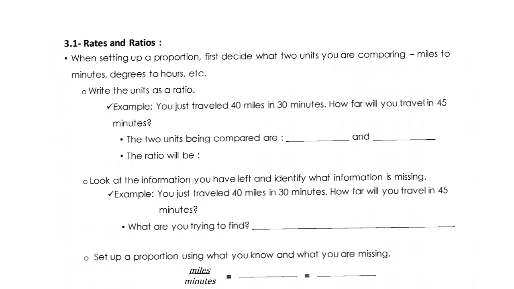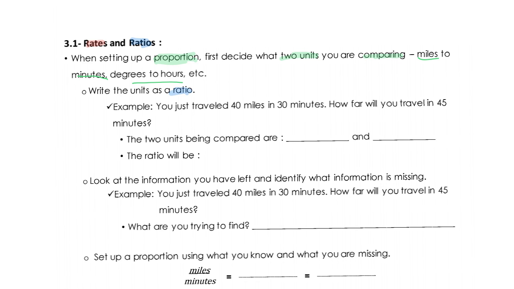All right, I just want to remind you from last year what you talked about in 6th grade. You talked about rates, ratios, and proportions. So when we set up a proportion, first we have to figure out what two units we are comparing. Is it miles to minutes? Is it degrees to hours? We're going to write the units as a ratio.